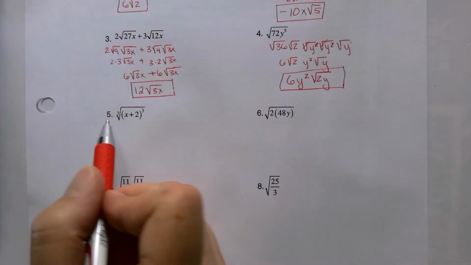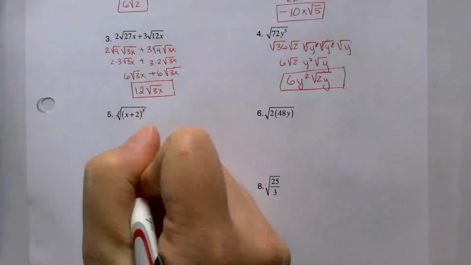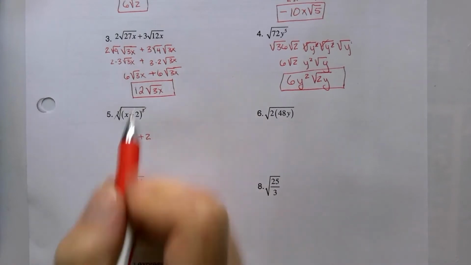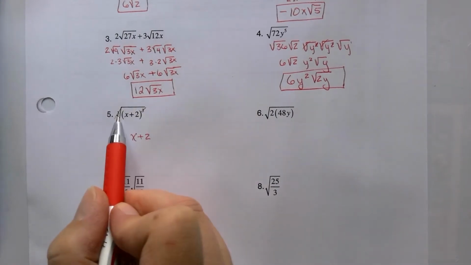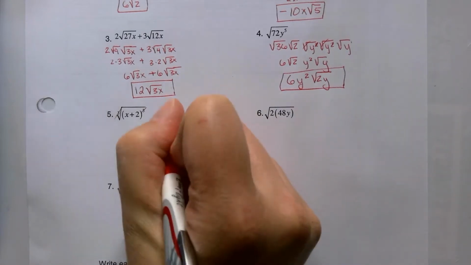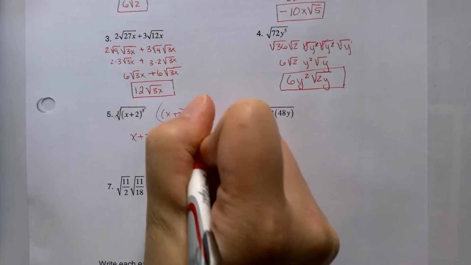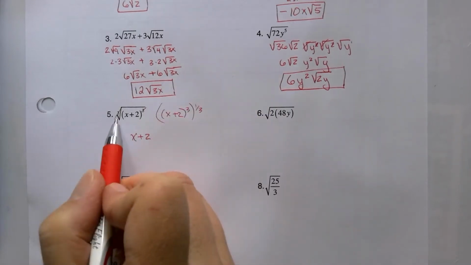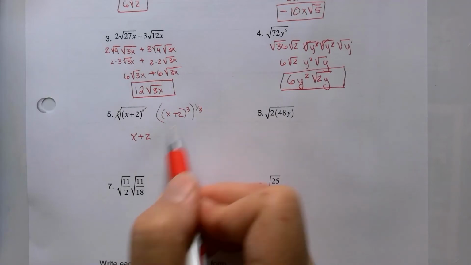If you look at number 5, the only reason that this cancels and leaves me just x plus 2 is because that power of 3 was there, and the power of 3 is the inverse of a cube root. Or we could have looked at it like this, x plus 2 to the 3rd, all to the power of 1/3, because remember, a cube root is the same as the power of 1/3. And power to power multiply leaves us a power of 1.